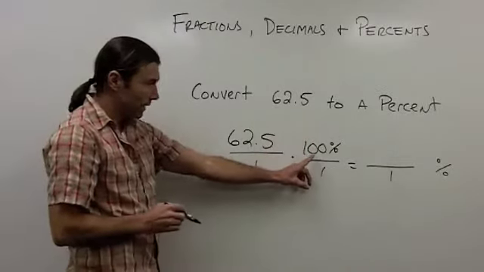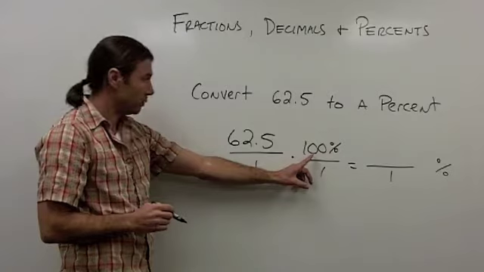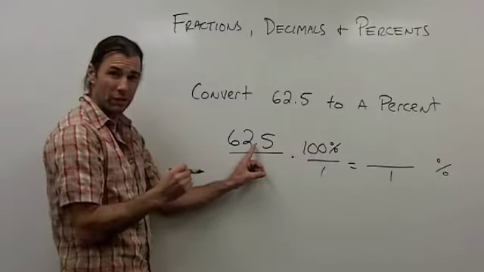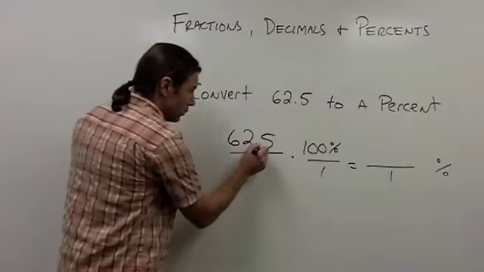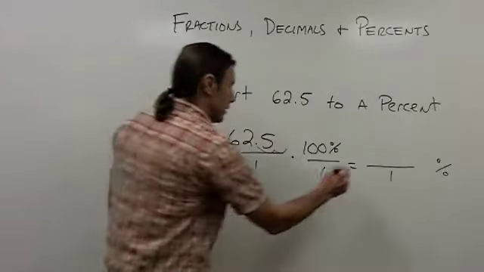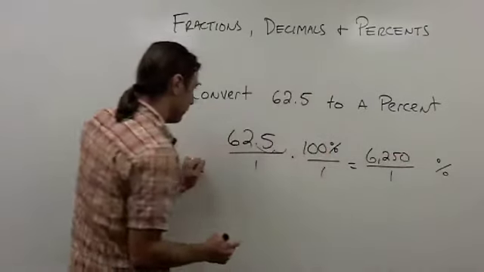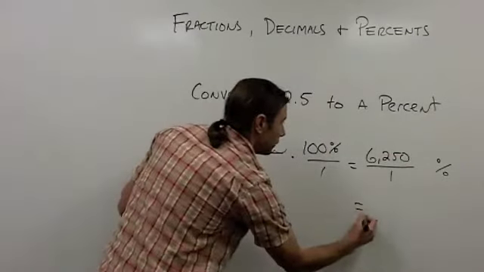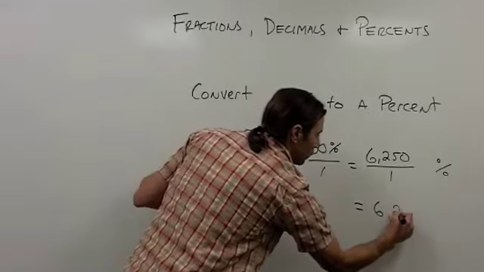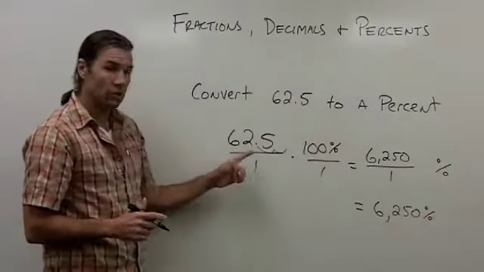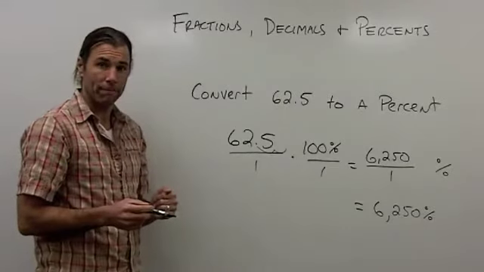Now multiplying by 100, all that's going to do is move my decimal place. And in this case, multiplying by 100 is going to move my decimal place 2 places to the right. So if I move this decimal 2 places to the right, I'm going to end up with 6,250. And so that is 6,250% when I convert the number 62.5 into a percent.